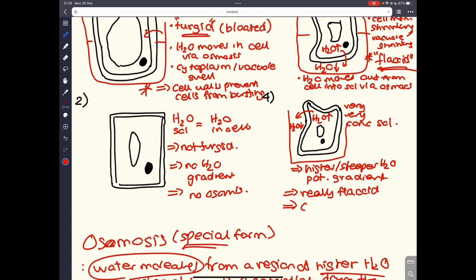And as I said, the cell membrane shrinks, the cytoplasm also shrinks, and the vacuole shrinks as well. So we call this state, when the cytoplasm is pulled away from the cell wall, plasmolysed. So the cell has become plasmolysed if the cytoplasm is pulled away from the cell wall.